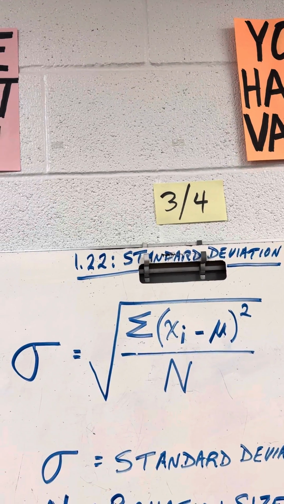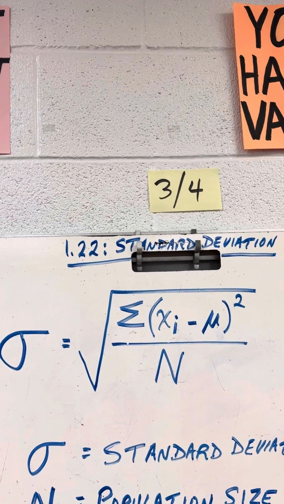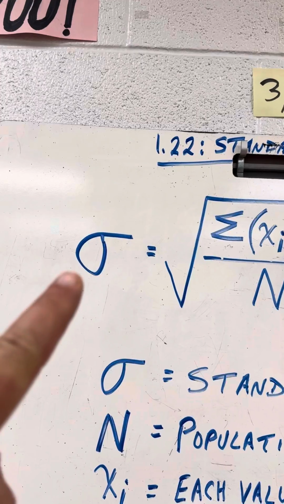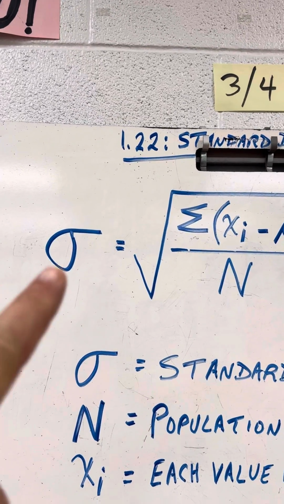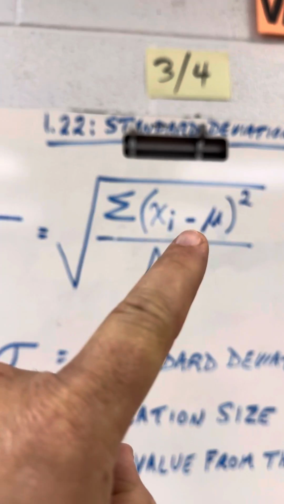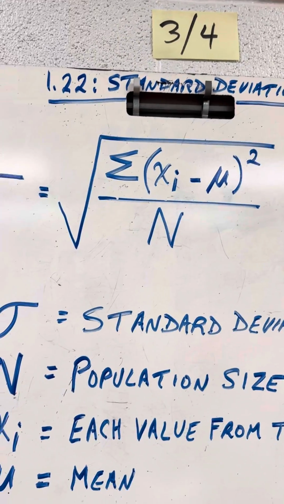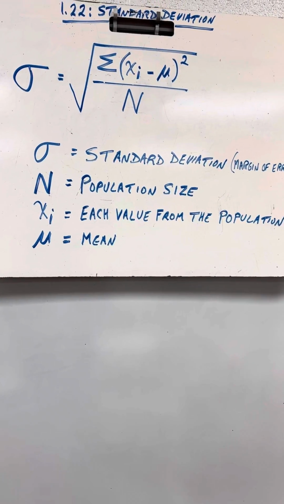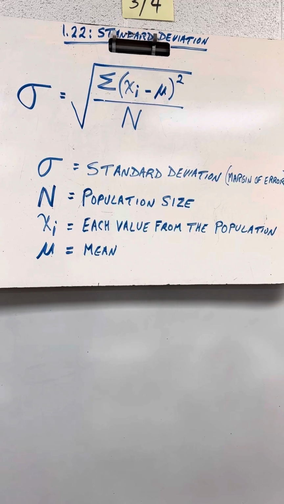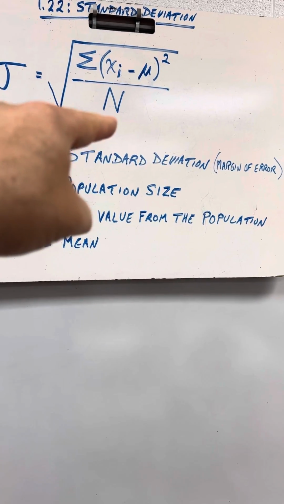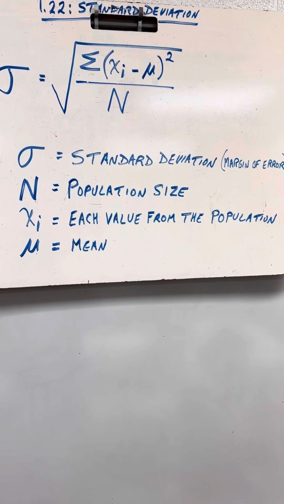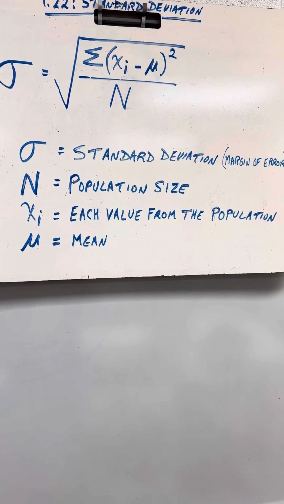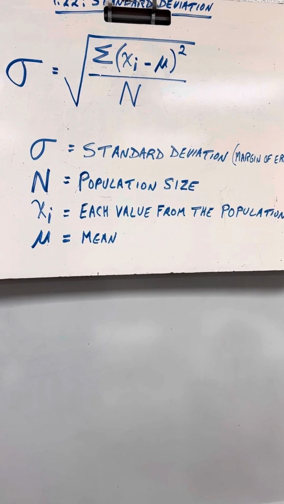Anyway, standard deviation is calculated by this formula. What is all this? These are Greek letters. This one is a lowercase sigma. That is an uppercase sigma. And that is a mu. All right? So lowercase sigma stands for standard deviation or margin of error. N is the population size, the number of people you're surveying. Each X is each value from the population, and mu is the mean.